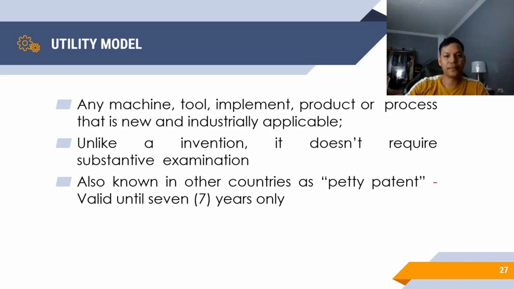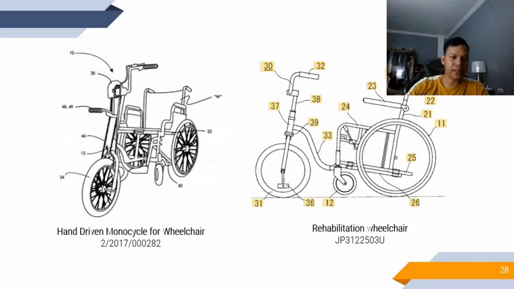years only. That is why there are many inventions where we will apply for a patent, and if it is really hard to pass the different examinations, we will proceed to utility model. But it is only valid until 7 years. We have some examples here.